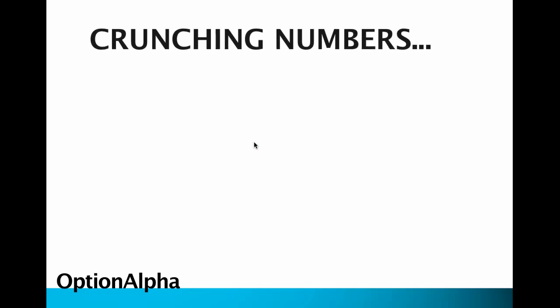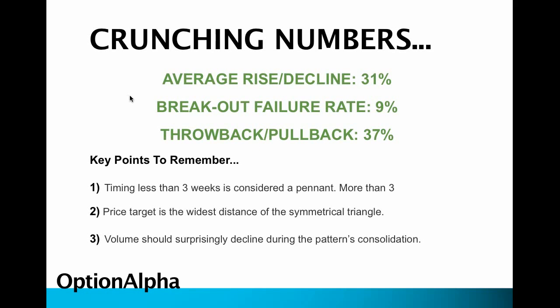So let's crunch some numbers here as we always do. The average rise of this bullish symmetrical triangle pattern is about 31%. Now you can basically say that on the downside, the average decline is about 31% as well if it's in the middle of a bearish trend. But for the bullish symmetrical triangle, it's about 31%. That's a pretty good rise after the breakout. So again, you're going to want to see this in the middle of an already established trend and get a continued move higher.